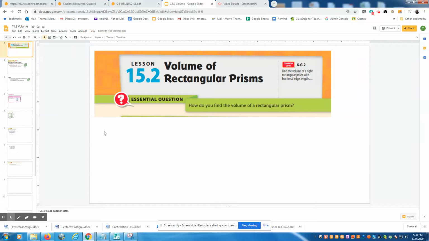All right, we welcome you to lesson 15.2, volume of rectangular prisms, and you're going to find today's lessons probably a lot easier than some of the things we've been doing. And this is where you've got to be careful, because if you're not fully aware of each of these concepts, you're going to get confused when you see them in the future.